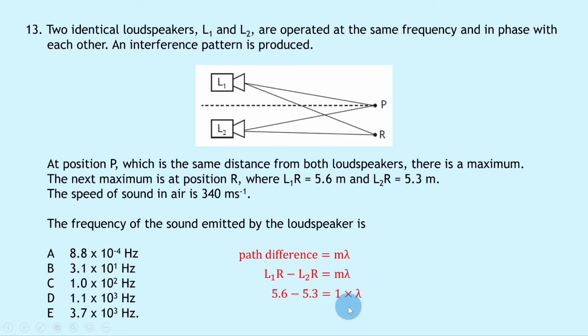Now I've used m equals 1 here because remember this is the central maximum in the middle, m equals 0, so the next maxima has got to be m equals 1. So that means I have 1 times lambda, or lambda equals 5.6 minus 5.3, which gives me lambda equals 0.3 meters. So now I can use this wavelength value in the equation v equals f lambda. So rearranging for the frequency f, we get v over lambda, and substituting in our numbers, we have 340 meters per second divided by the 0.3, which gives an answer of 1.1 times 10 to the 3 hertz, which you can see as answer D.